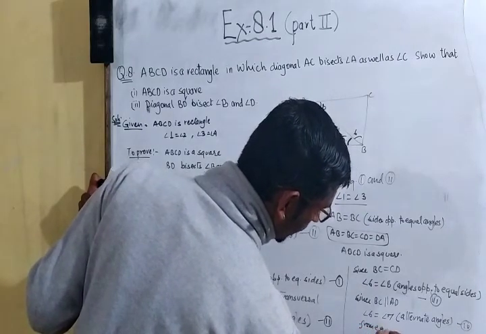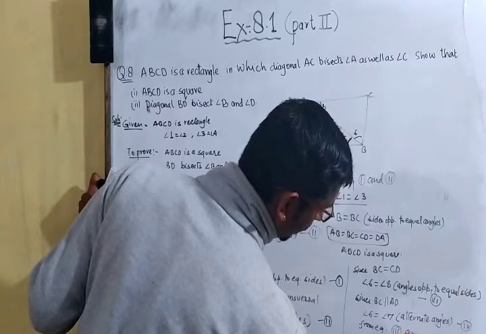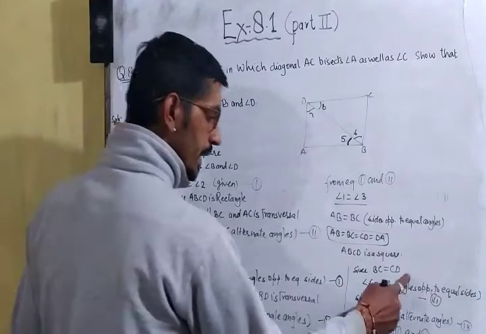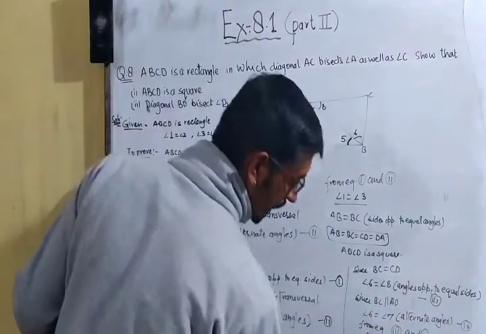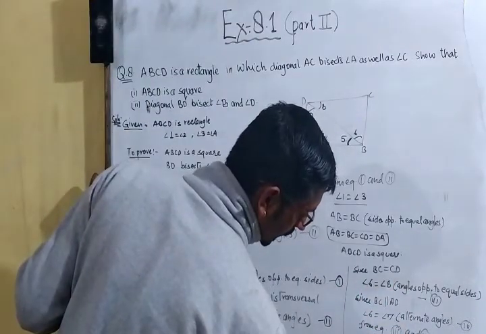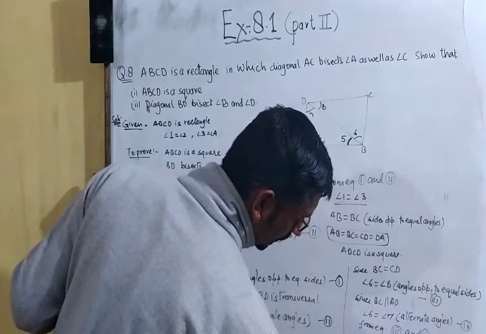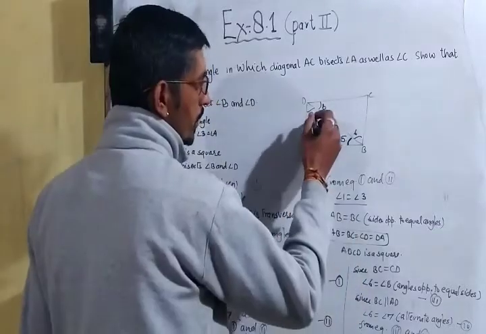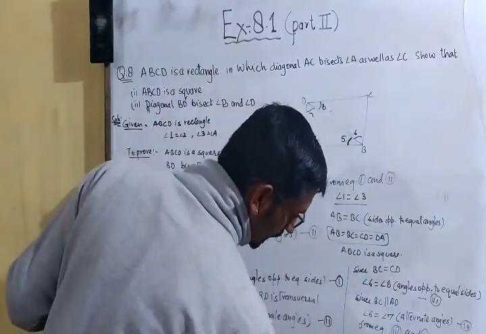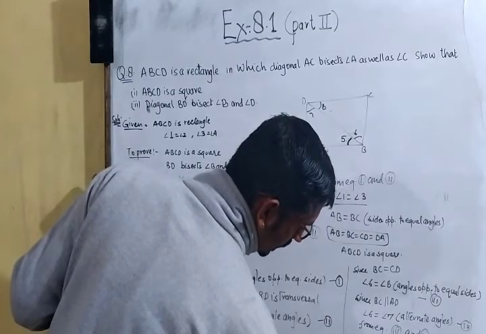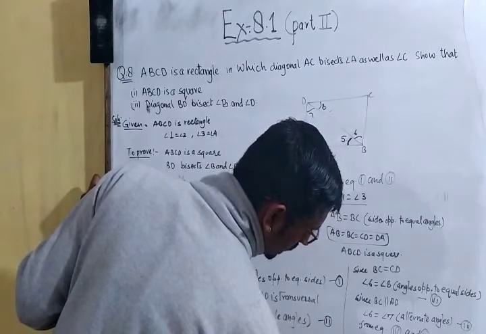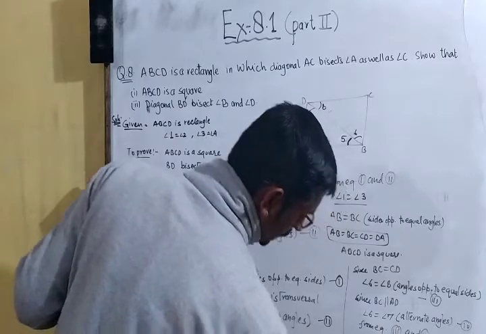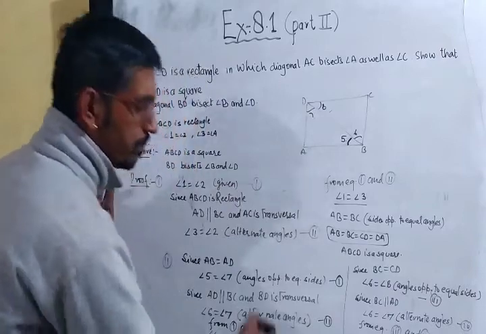From equation 3 and 4, what can we say? 6 is equal to 8, 6 is also equal to 7, so angle 7 is equal to angle 8. Okay, so 7 and 8 are part of angle D, so we have proved 7 and 8 equal. So we can say that BD bisects angle D, and BD bisects angle B.